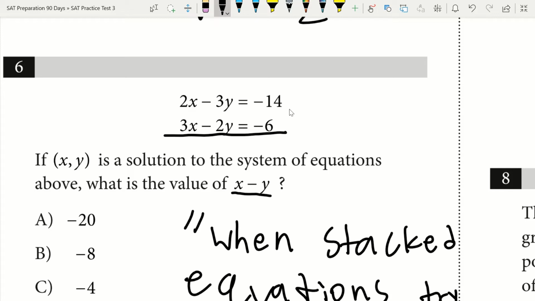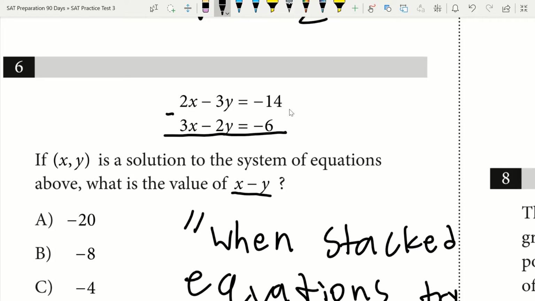But when I look at this, I see I can't do that, because if I was to add my equations, then I would have 5x. If I was to subtract my equations, I would have negative x, and then over here I'd have a minus y still. So I can't multiply by -1 to get x minus y there either. So I know I'm going to have to look for something else.